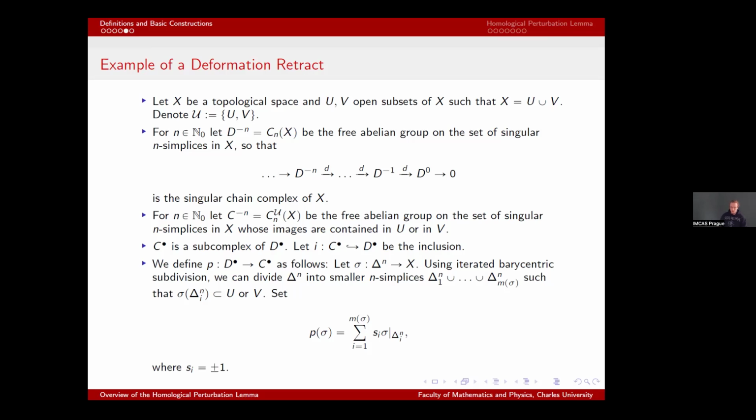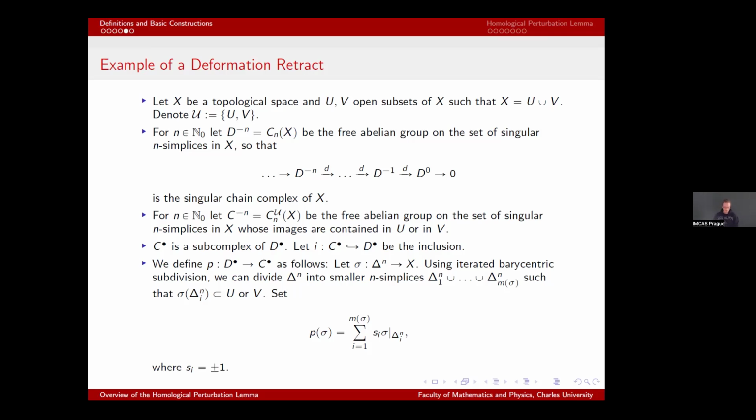Okay, so that's the chain complex D, and the chain complex C will be this subcomplex, which is the free abelian group on the singular simplices whose images are contained in one of the two open subsets U and V. So there is a canonical inclusion of this free abelian group inside this one.